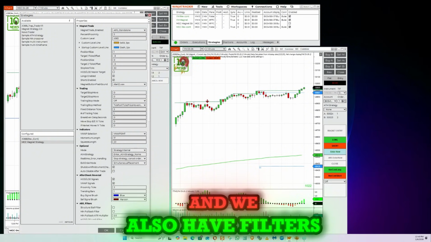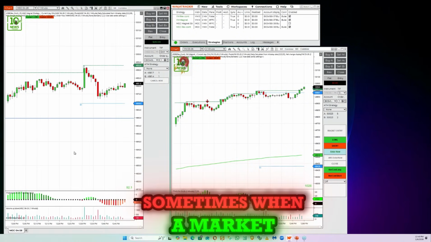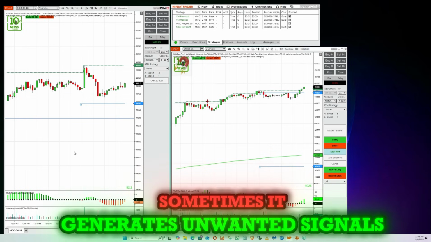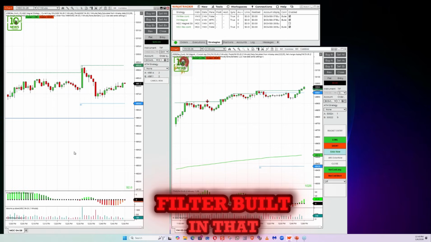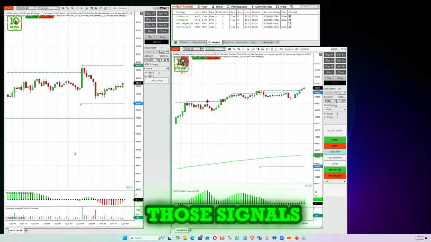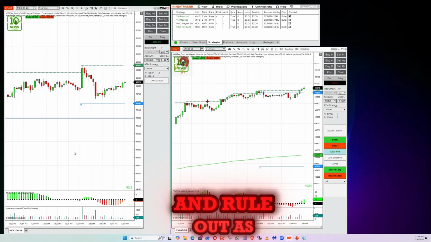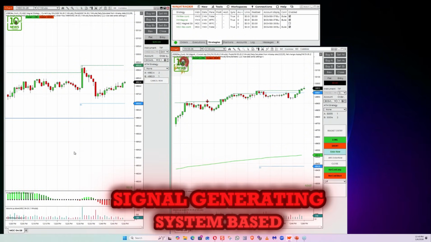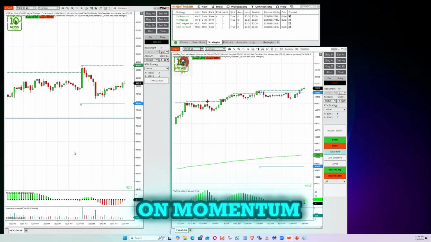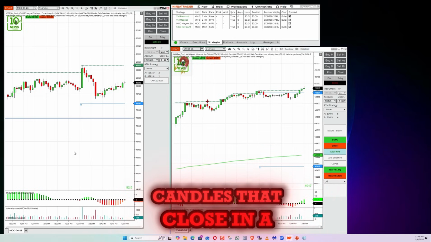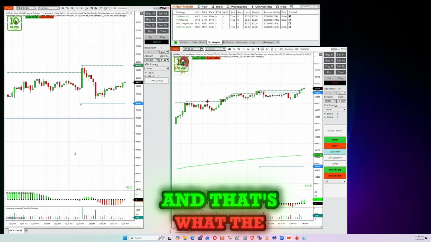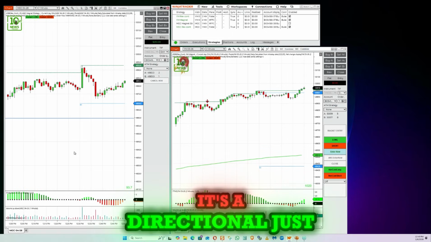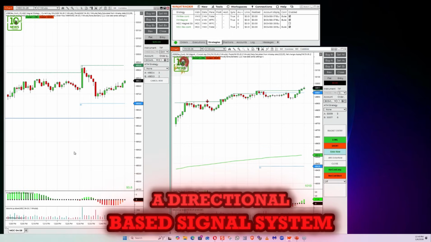And we also have filters. Sometimes when a market is making new highs over and over and over, it generates unwanted signals. Well, we have a filter built in that will limit some of those signals, because you want to try and rule out as many false signals as possible. So ARS is a signal generating system based on momentum, based on the number of candles that close in a certain direction, and that's what the signals are based on. It's just a directional based signal system.